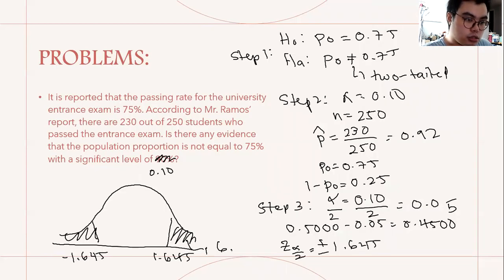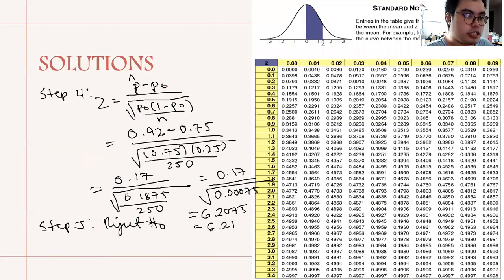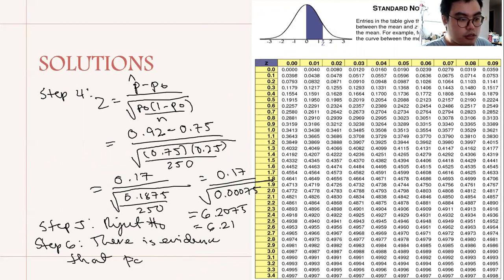Okay, so this is 6.21. Okay, so pasok siya sa rejection region. So we can interpret, so there is evidence that our p sub 0 is not equal to 0.75.